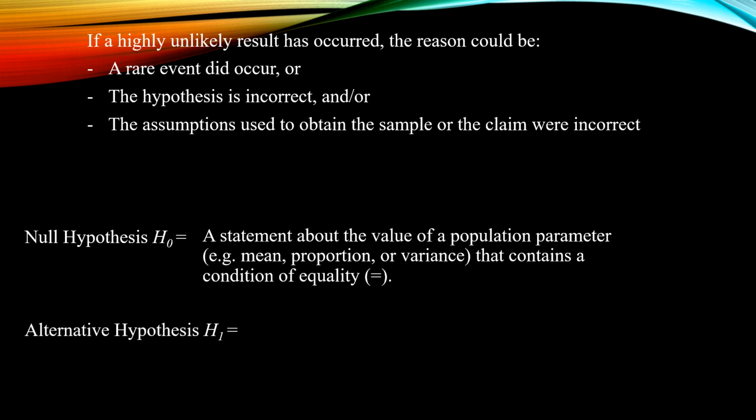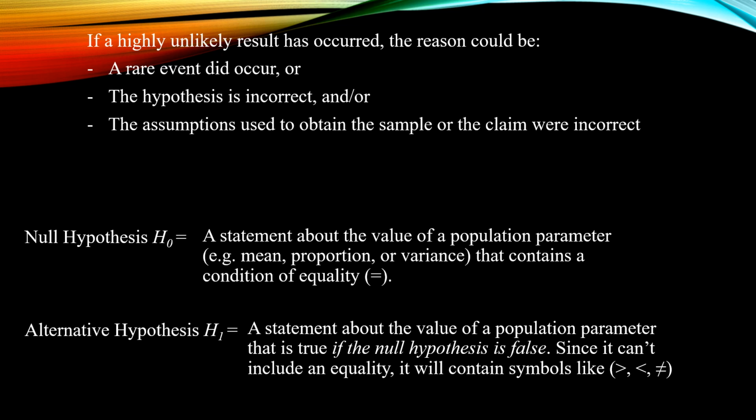The alternative hypothesis is what is true if the null hypothesis is false. So it is the opposite of the null hypothesis. The symbol is H sub 1, and because it has to be the opposite of the null hypothesis, it can't have an equal sign in it. So it will contain symbols like greater than, less than, or not equal to.